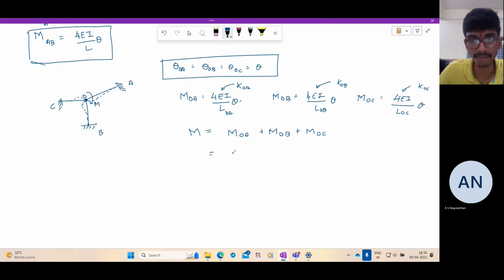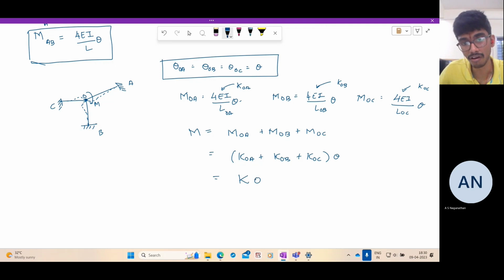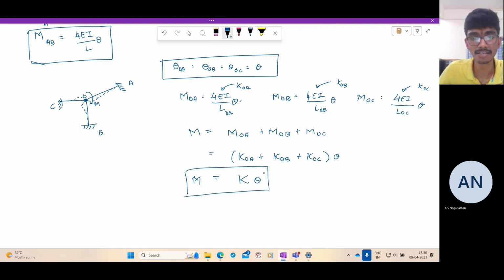So this is nothing but KOA plus KOB plus KOC, times theta. So this is the total stiffness of the joint to rotate by an angle theta. This is the moment rotation relationship for the joint O. So let's formalize it.